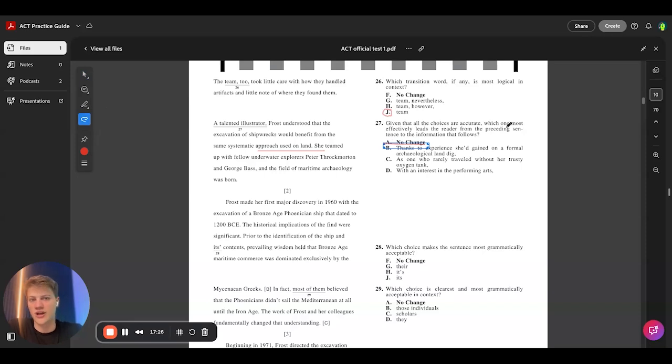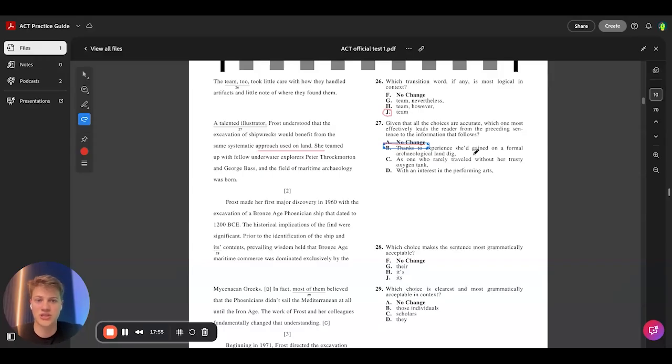Given that all the choices are accurate, which one most effectively leads the reader from the preceding sentence to the information that follows? So this question is telling us exactly what we need to do. And it basically is telling us, find something that makes sense in the context of this passage. This is why you have to read the entire ACT English passage, because this is just a reading comprehension question. It has nothing to do with grammar.